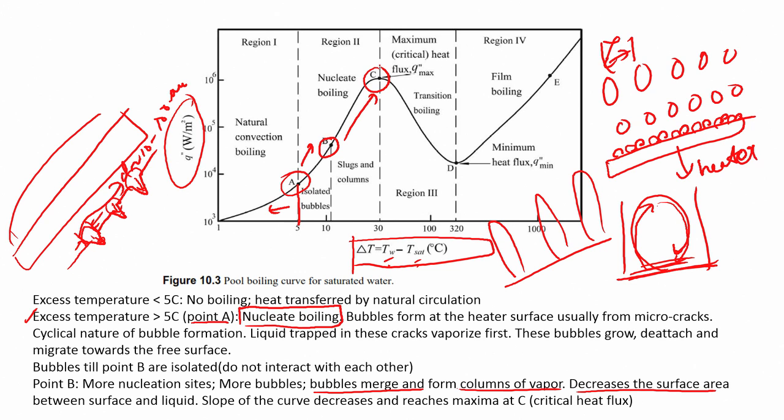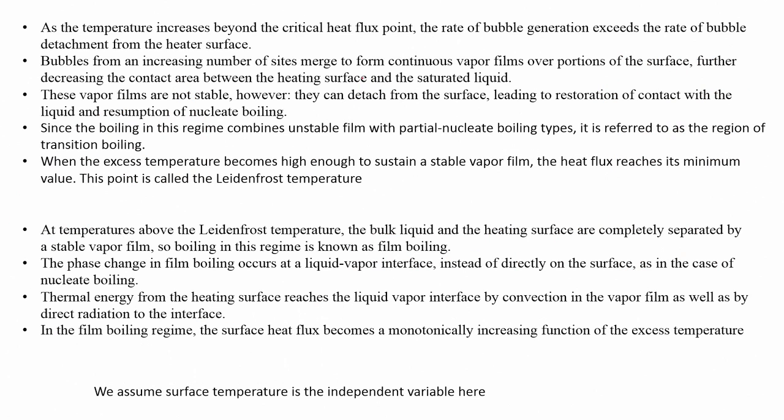So, you start to form these slugs and columns, you get to the point C where the heat flux is maximum, but the slope of the curve starts to decrease at that particular point. As the temperature increases beyond the critical flux, the rate of bubble generation exceeds the rate of bubble detachment from the surface. So, if this is a surface, before these bubbles actually detach from the surface, more and more bubbles start to form from the same place. So, the generation rate exceeds the detachment rate.